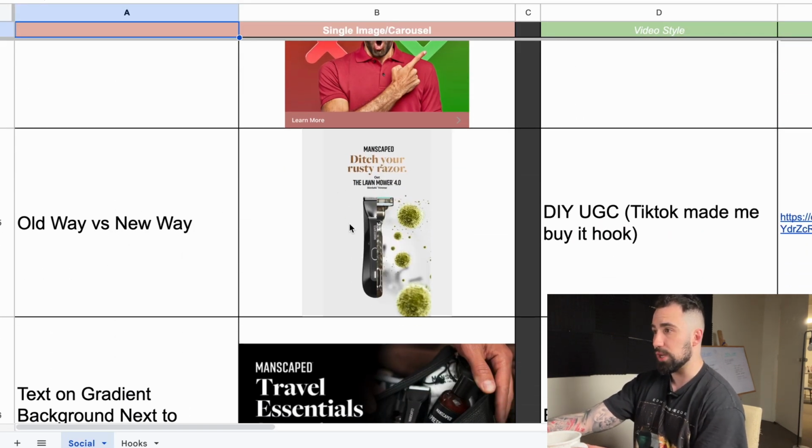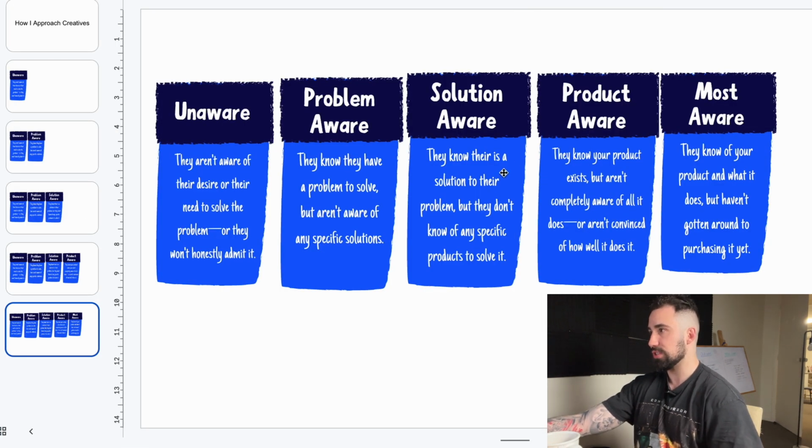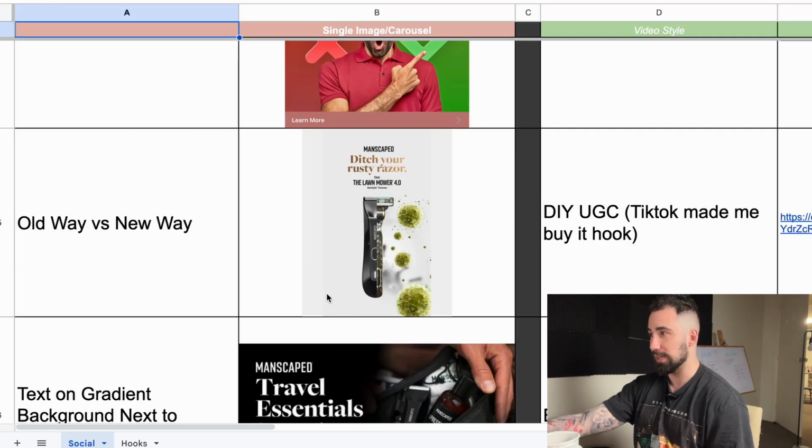So this is great. New way versus old way. The old way, there's a lot of bacteria in it. The new way is supposedly more clean. So this is also a product aware stage. Maybe a little bit of solution aware, you can say, or maybe even problem aware. So this covers all of these stages, to be honest. Problem aware, solution aware, product aware, depending on when you see the product.